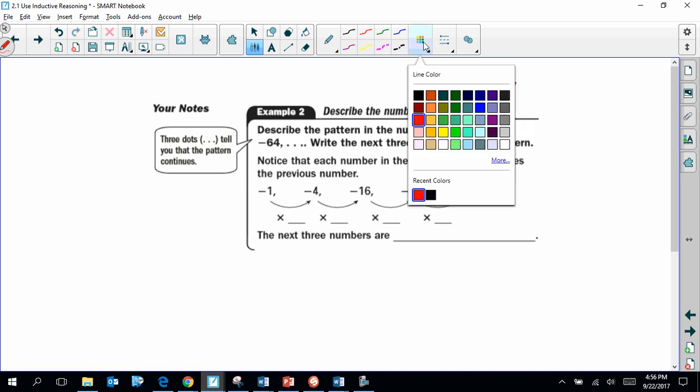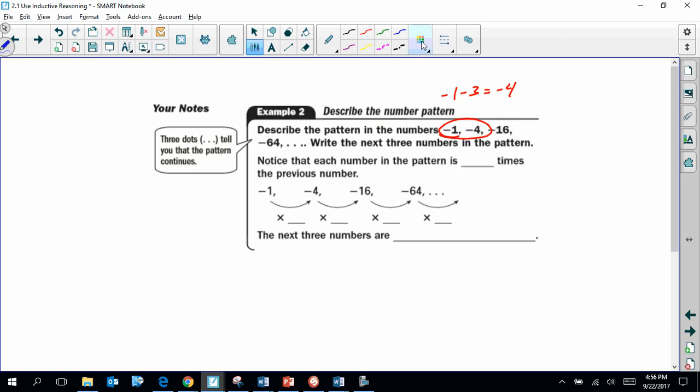Well, if I look at the next two numbers here, if I say -4 minus 3 again, that gives me a -7, not a -16. So subtracting 3 each time doesn't seem to work. So is there another method that we could try?